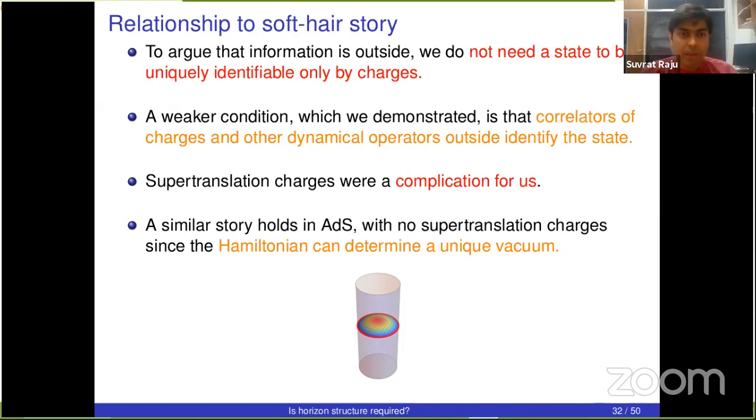The second thing is that I made a number of mentions of supertranslation charges, but in fact, they were not a key part of the story. They were a complication for us. As I said, if you were to work in anti-de Sitter space, where you put an infrared cutoff with a cosmological constant and there are no supertranslation charges, the story would be easier to repeat. The reason is that the Hamiltonian can determine a unique vacuum, which we discussed in the paper that I gave a reference to. So the supertranslation charges were a complication we had to deal with in four dimensions, but they're not a key aspect of the story. We are not trying to say that all information lives in supertranslation charges necessarily.